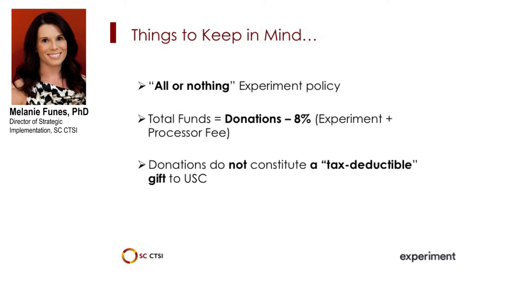Right now, the donations that are received via the Experiment website for your projects will not constitute a tax-deductible gift to USC. This is something important to keep in mind. We're going to make sure, working with Experiment, that this is reflected on the project pages of your campaigns. In the future, we're hoping that we will be able to work with the university on a process by which all of these donations would be considered tax-deductible. Now, all of the donors that you send to your site will receive soft credit and soft recognition by the university. It just won't be considered a tax-deductible gift. Any questions about these two issues?